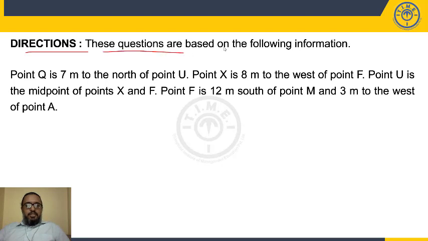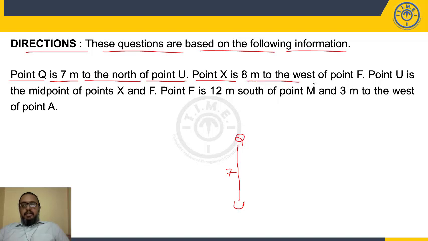Directions. These questions are based on the following information. Point Q is 7 meters to the north of point U. So first we need to fix U. Then where is Q? To the north of U, and the distance is 7 meters. Then point X is 8 meters to the west of F. West means left side. But where is X, where is F?